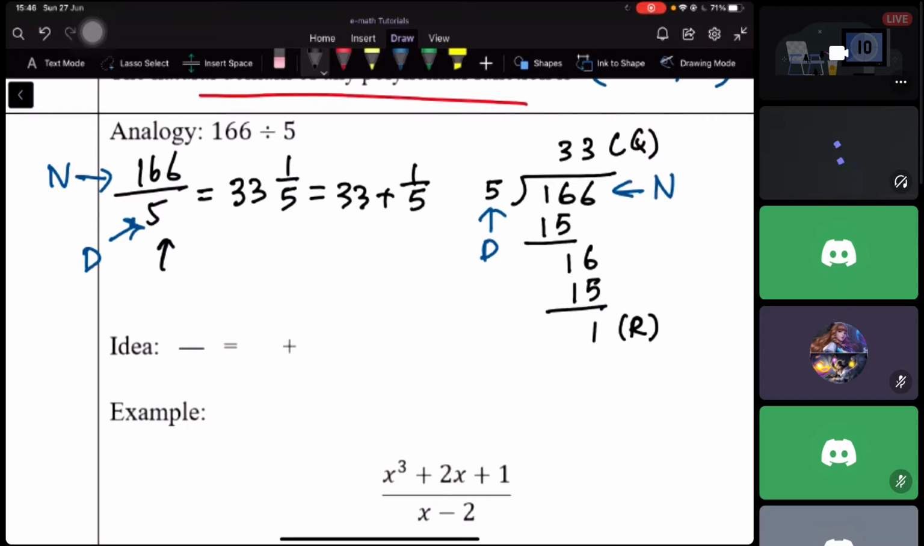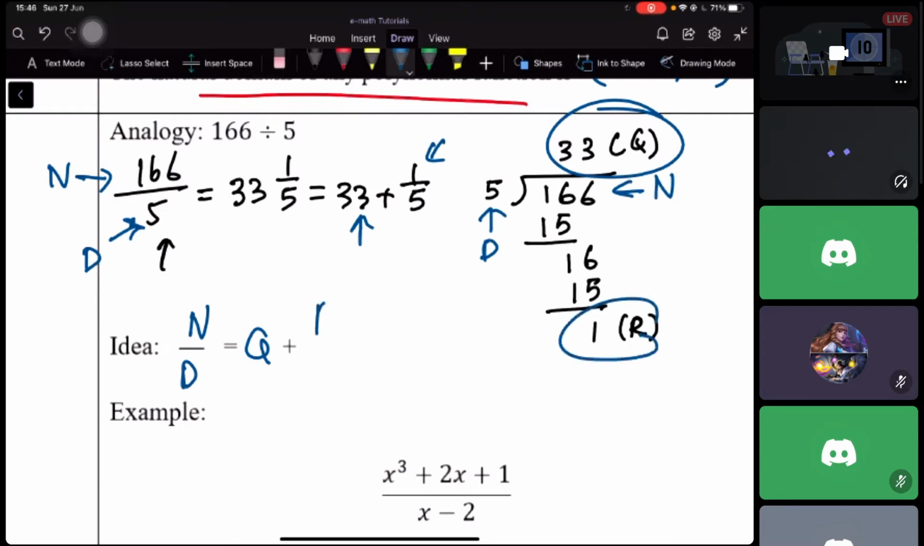Which means that whenever you have a numerator divided by denominator, the definition of division basically is, sorry, this is your quotient. Your numerator divided by denominator is actually your quotient plus your remainder over your denominator. One more time. Numerator divided by denominator is quotient plus remainder over denominator. Okay? You should know this by now.